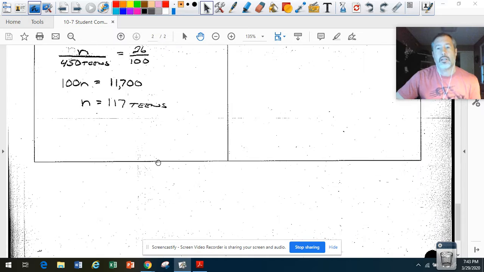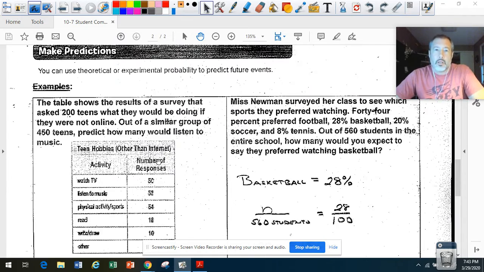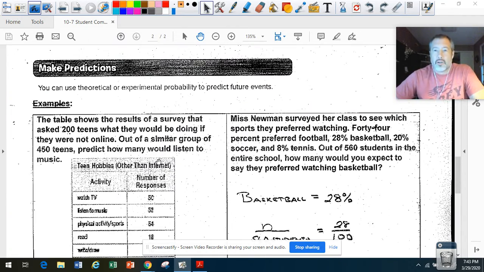So let's take a look here at the next one. Mrs. Newman surveyed her class to see which sports they preferred to watch. It says 44% preferred football, 28% preferred basketball, 20% preferred soccer, and 8% preferred tennis. Okay. Out of 560 students in the entire school, how many would you expect to say they preferred watching basketball?